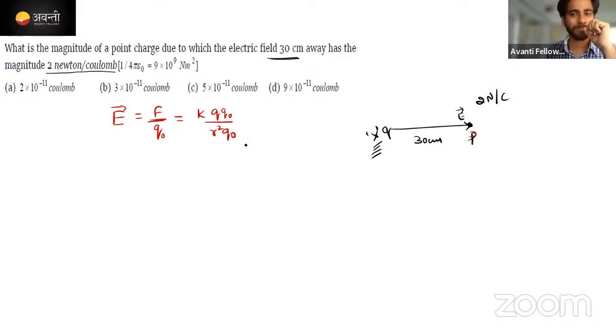Second formula. Q naught cancels. Then electric field strength or intensity will be equal to K Q upon R square. This is a simple formula. Just I solved it again. Clear now? Yes, right, Nandini. Right, Vishal. Good Apeksha.